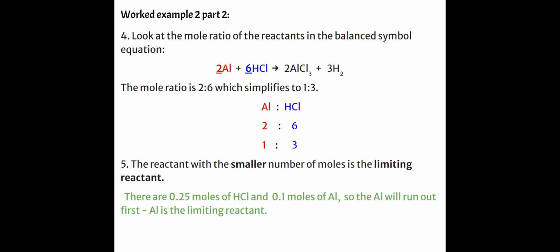So in this particular reaction, we've got 0.25 moles of hydrochloric acid and 0.1 moles of aluminium. So looking at the mole ratio, this tells us that the aluminium will run out first, so aluminium is the limiting reactant.